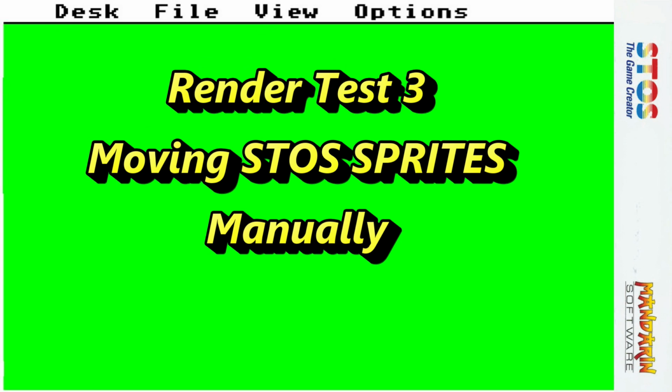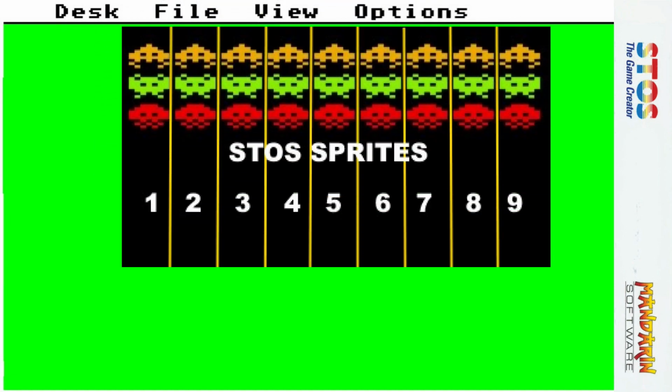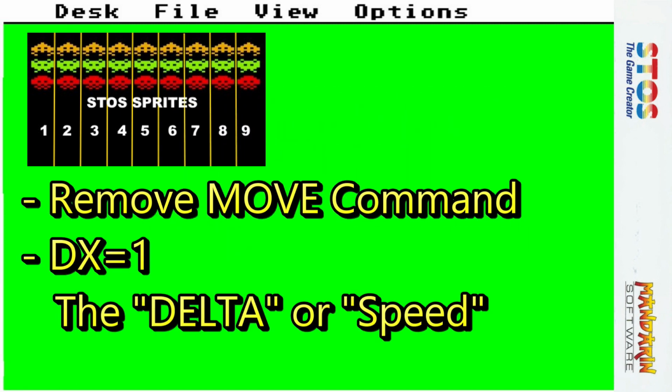Render test 3, moving STOS sprites manually. In this test, we will still use 9 STOS sprites, but we will remove the move command altogether and set a DX, or delta, or change in X value, to 1 pixel on each frame on the X axis.